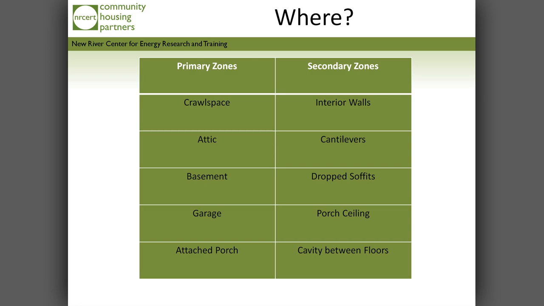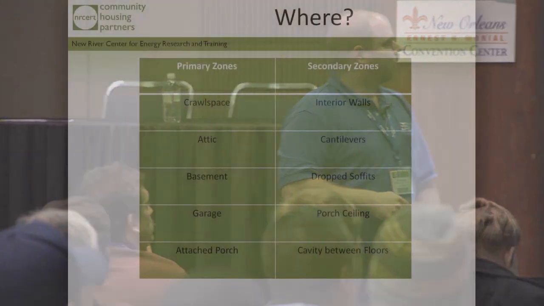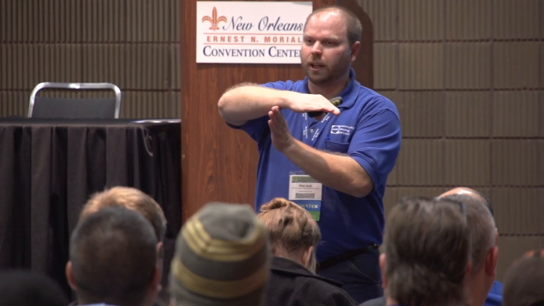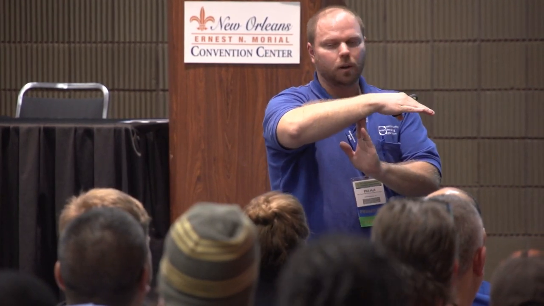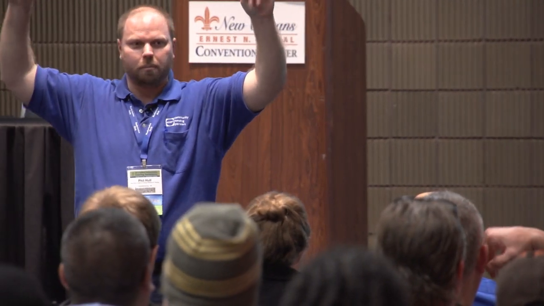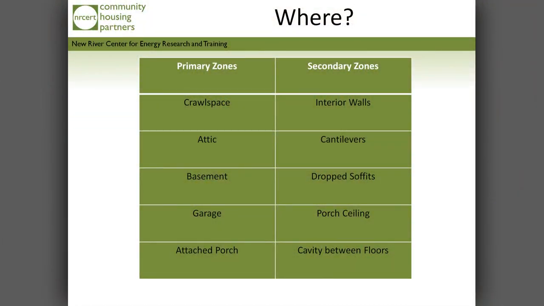Attached porches, that roof space. Do we want it inside the house or outside? Outside, of course. Unless they've got a screened in porch area enclosed and they're heating that space, but typically that's going to be an outside space. So, we've got some secondary zones like interior walls, cantilevers. What's a cantilever? Like bay windows, that's a good example. A bump out, it basically sticks out, like the second floor might stick out farther than the first floor. Drop soffits, those are like bump outs or bulkheads, like above your kitchen cabinets. Depending on where you are in the country, they call them something different. Porch ceilings, cavities between floors.